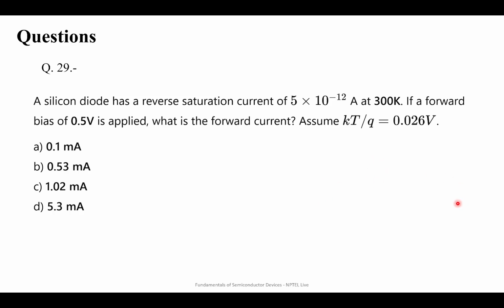So let's end with a good numerical. A silicon diode has a reverse saturation current of 5 into 10 to the minus 12 amperes at 300 Kelvin. If a forward bias of 0.5 volts is applied, what is the forward current? You can assume kT by q as 0.026 volts. Options are 0.1 milliampere, 0.53 milliampere, 1.02 milliampere, 5.3 milliamperes.